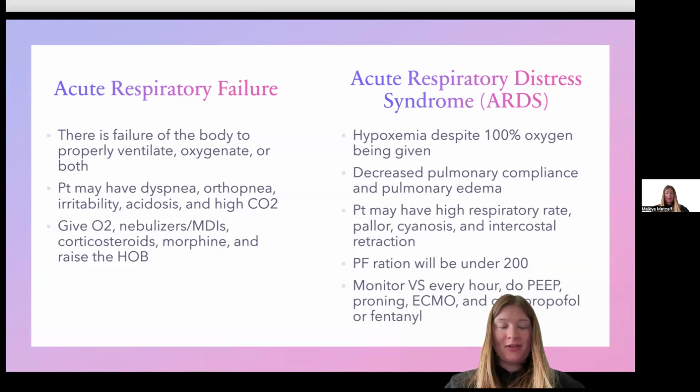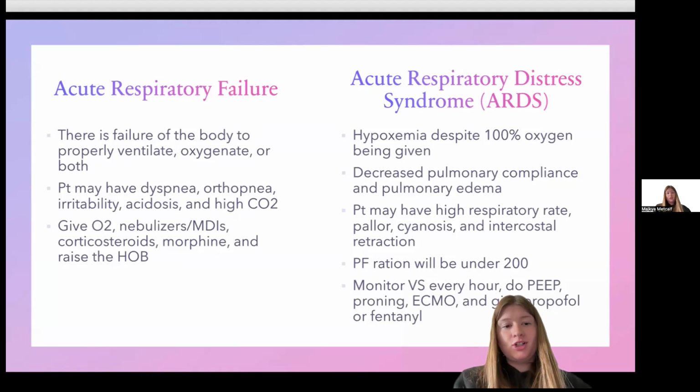With acute respiratory failure, your body is struggling either to properly ventilate or move oxygen throughout your body, or it's struggling to bring enough oxygen, or enough quantity of oxygen, into your body. The patient with respiratory failure may have dyspnea, orthopnea, which is shortness of breath when laying down. They might be irritable, have acidosis, and high levels of CO2 in their body.